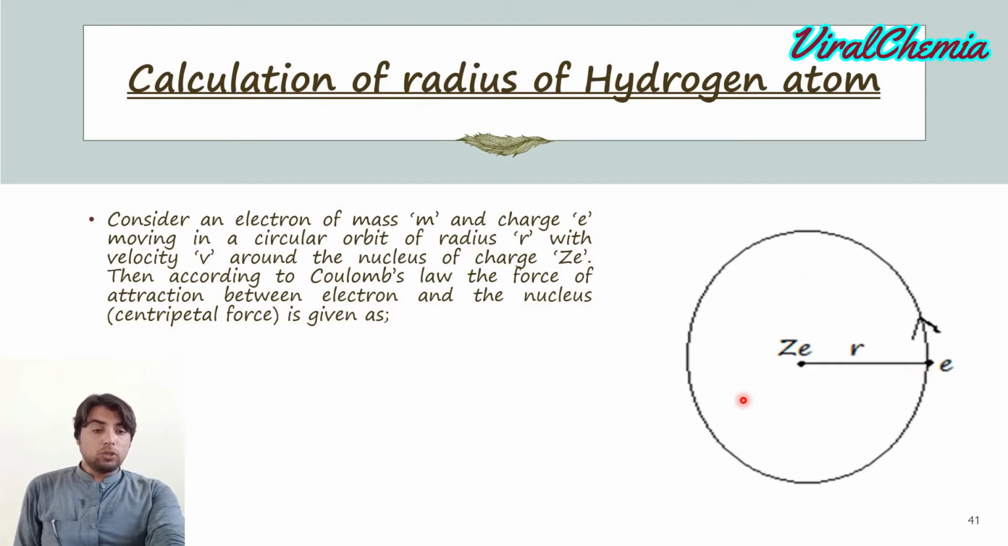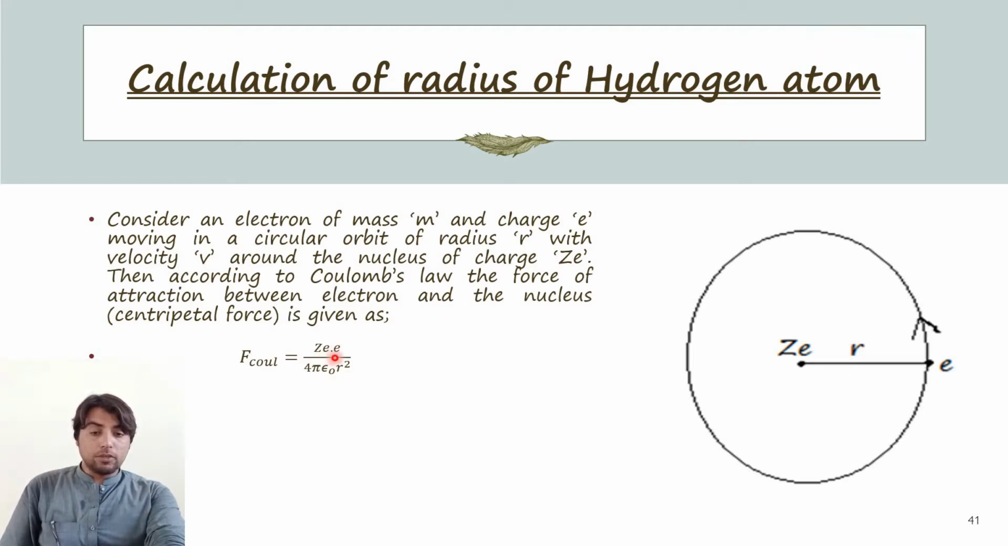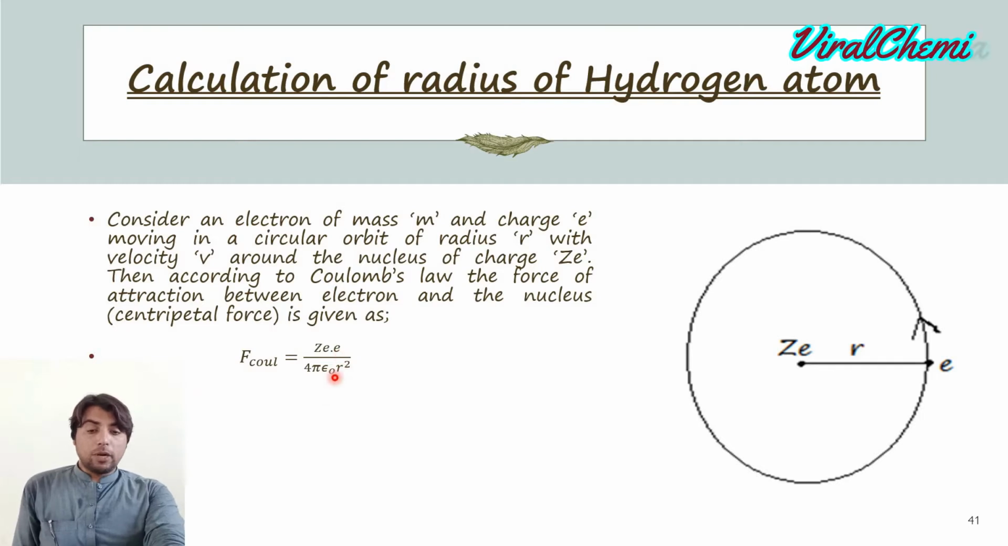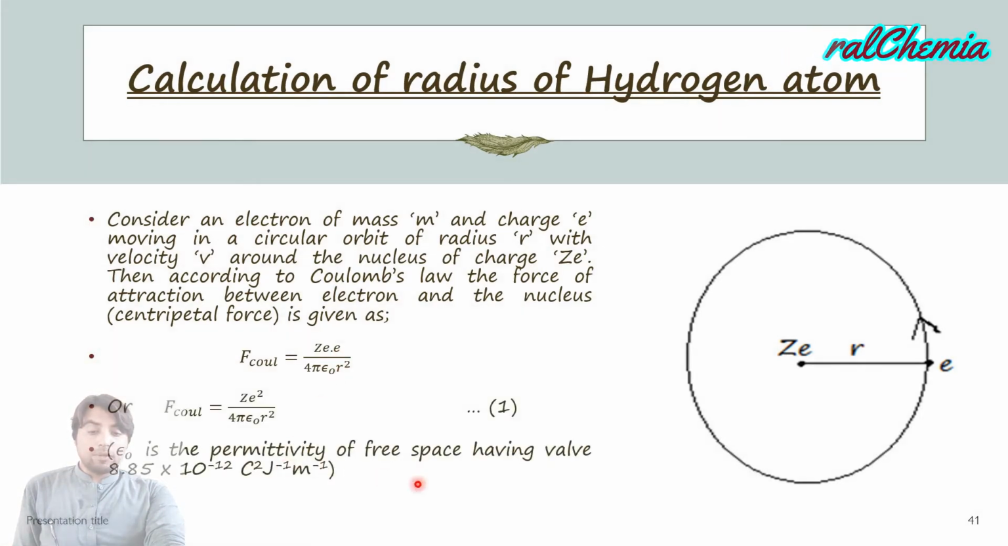So, for circular motion, this electron must have a Coulombic force, and this Coulombic force is equal to Ze into e divided by 4 pi epsilon naught r square. Here Ze is the charge of the nucleus, where e is the charge of the electron. 4 pi is a constant and epsilon naught is the permittivity of free space, having a value of 8.85 into 10 power minus 12 coulomb square per joule per meter.